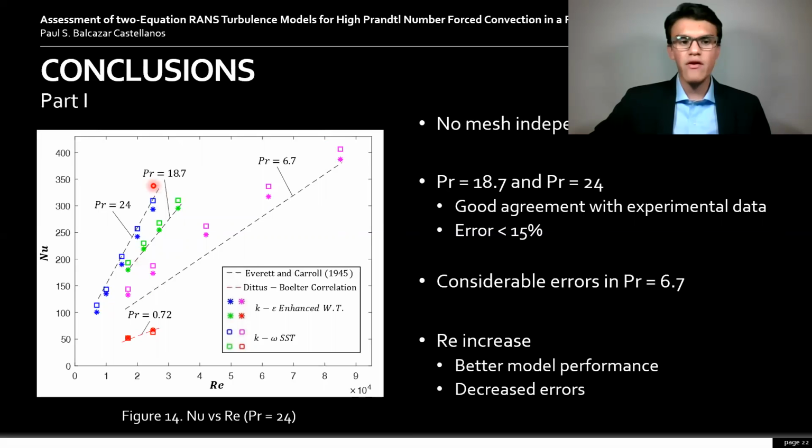On the other hand, we have Prandtl number equal to 18.7 and equal to 24, which showed good agreement between the numerical and the experimental results with errors lower than 15%. However, for Prandtl equal to 6.7, there were high errors. It's worth noting that for Prandtl number equal to 0.72, both models did an excellent job at predicting the thermal behavior, pointing towards an issue specific to Prandtl number equal to 6.7. As Reynolds number increased, there was better performance from both turbulence models, with a decreased error both relative to the experimental data and relative to each other. And this was explained by the mean temperature profiles.